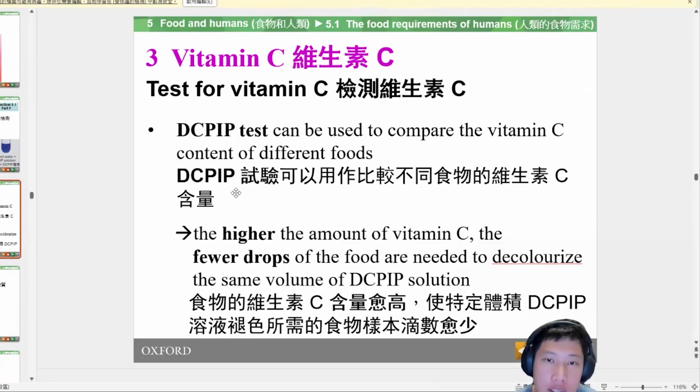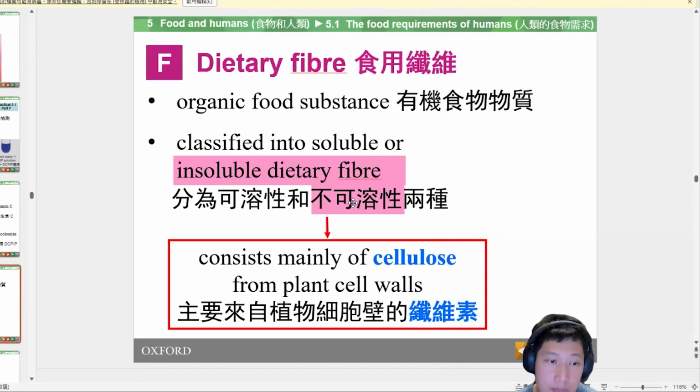So in this case, we can use the DCP-IP test to compare the vitamin C content. If fewer drops of food are needed to decolorize the same volume of DCP-IP solution, that means that this food contains a higher amount of vitamin C.